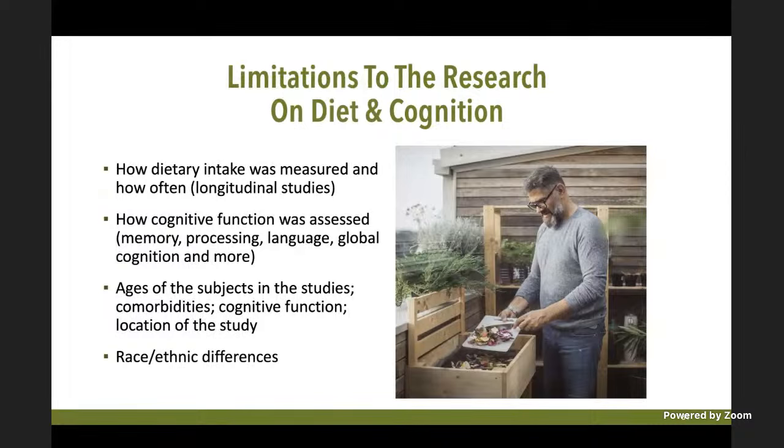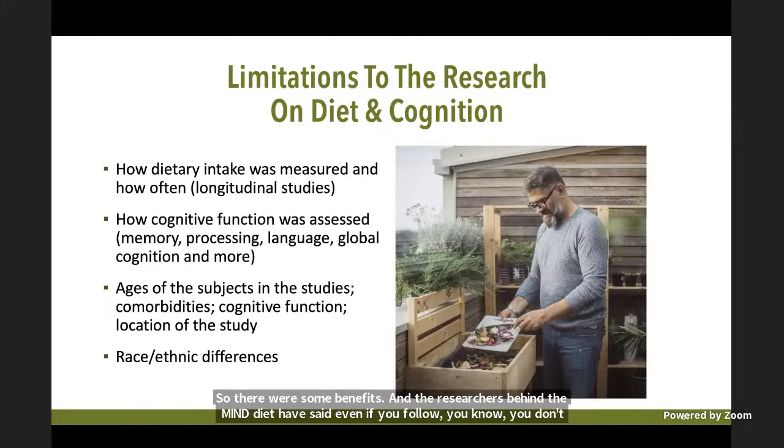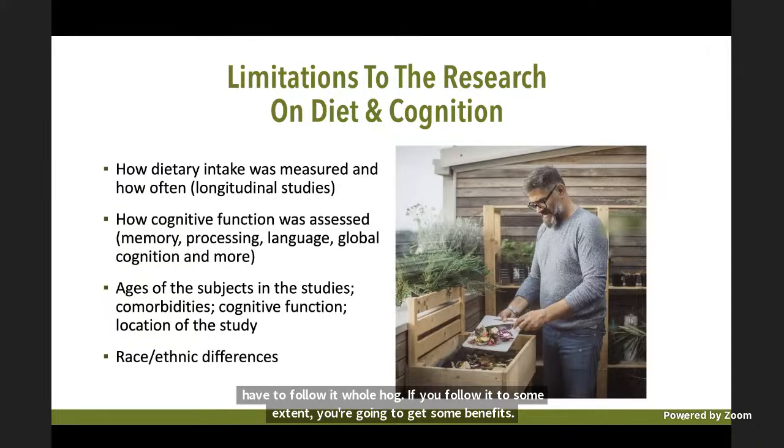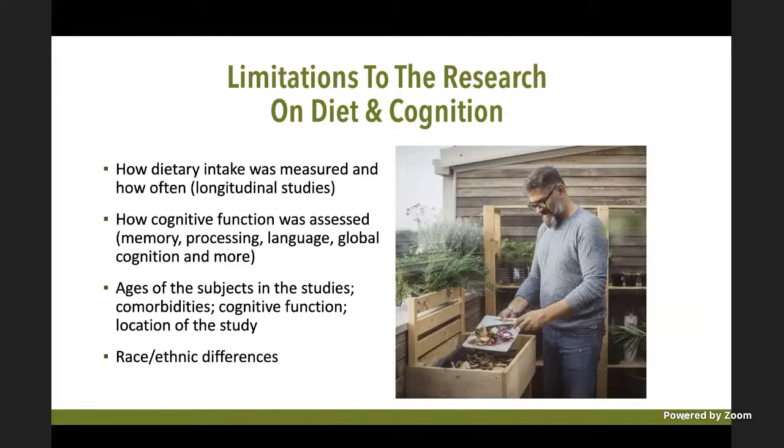I mentioned there are some limitations on the diet and the research, and well, does it work? Does it not? We have to look at how dietary intake was measured, how often. If I measure somebody's diet when they're 50 and I don't measure their diet again until they're 70 or 75, there's a lot that went on in between those 20 to 25 years. Some people change their diet, some people don't. So you have to look at that.